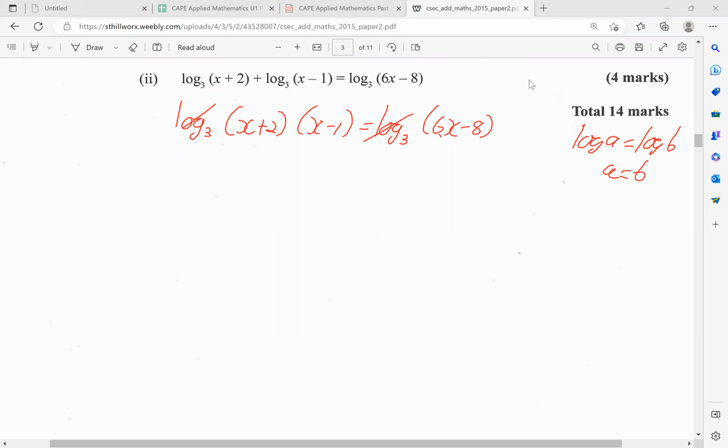That's a very good question. No, you cannot have log of 0. You can never have log of a number less than or equal to 0. So now we'll have (x plus 2) by (x minus 1) is equal to 6x minus 8, over x squared.